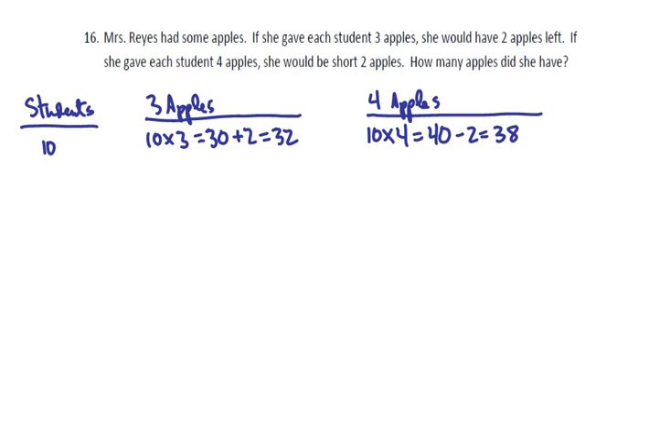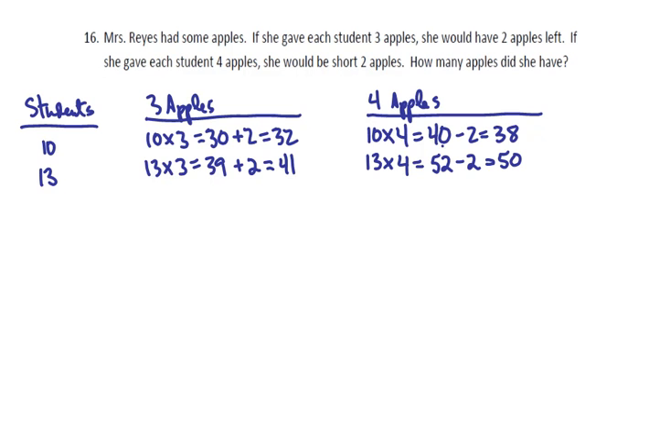And again, we have to get the two of them to be the same, and we're 6 apart now. So let's jump 3. If she had 13 students, then 13 students times 3 would be 39 apples, with 2 left over would be 41. If she had 13 students and gave them 4 each, she would have needed 52 but be short 2, so she would have had 50.